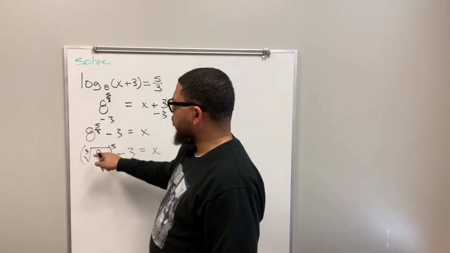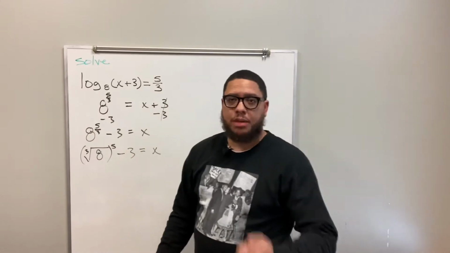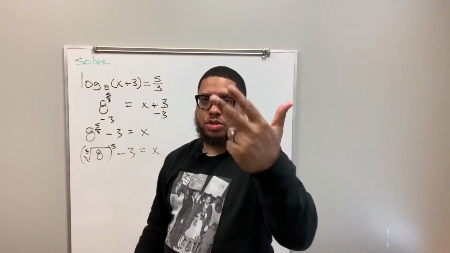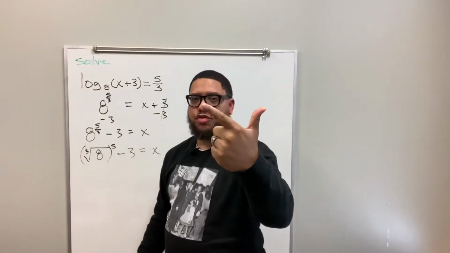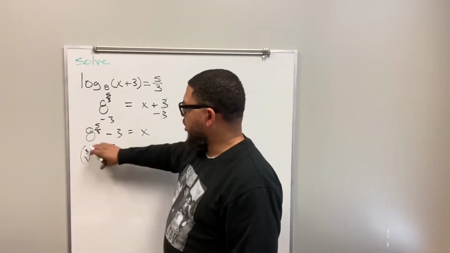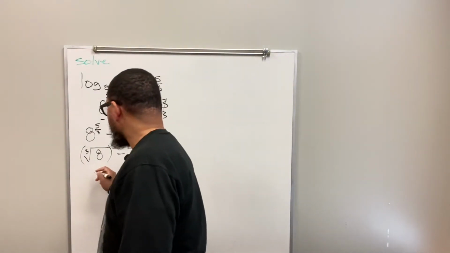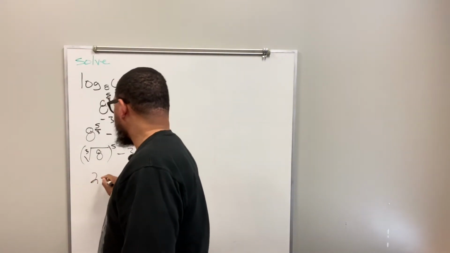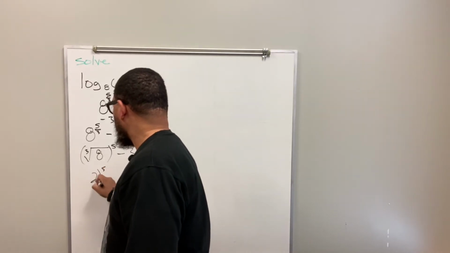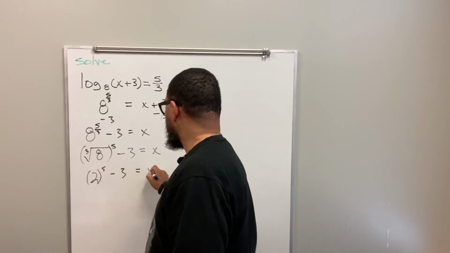This means the cube root of 8. Lucky for us, 8 is a perfect cube, because 2 times 2 times 2 equals 8. 2 times 2 is 4. 4 times 2 is 8. 8 is a perfect cube. So this term inside the parentheses simplifies to just plain positive 2. So we got 2 to the 5th power minus 3 is equal to x.